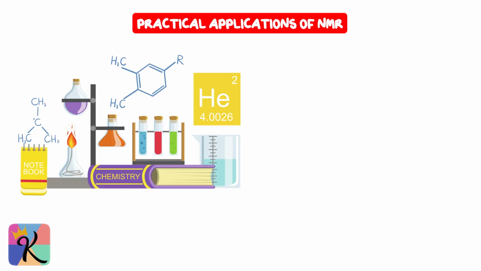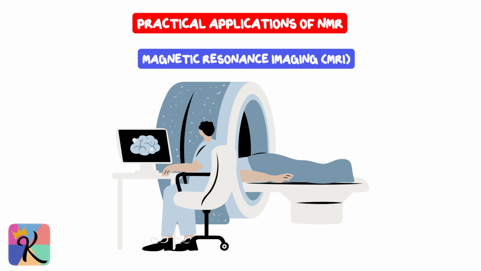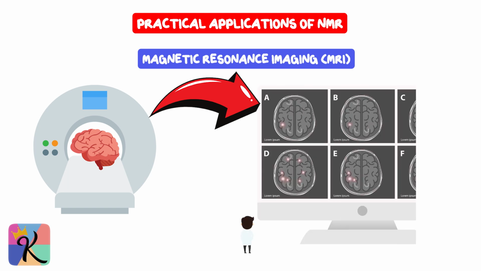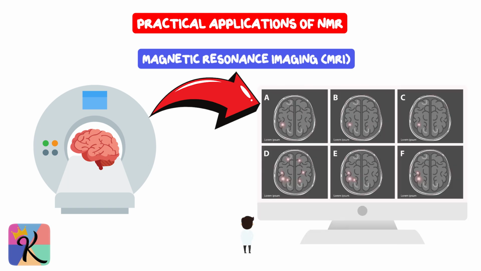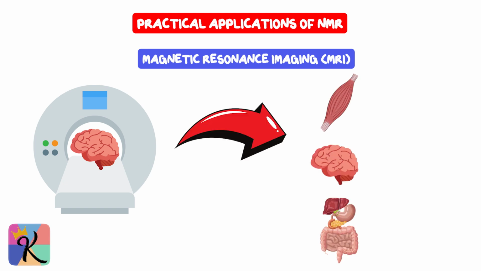While NMR spectroscopy is an indispensable tool in organic chemistry labs, it's also widely used in medicine. In fact, magnetic resonance imaging, MRI, is essentially a large-scale application of 1H NMR. MRI scanners measure the NMR signals of water molecules in different tissues of the body and convert these signals into detailed images, which are crucial for diagnosing diseases. MRI is particularly effective at visualizing soft tissues like muscles, the brain, and organs, making it an invaluable tool in the medical field. It's just one example of how NMR principles extend beyond the lab and into real-world applications.